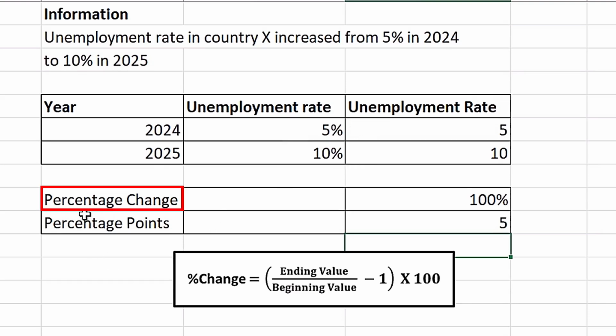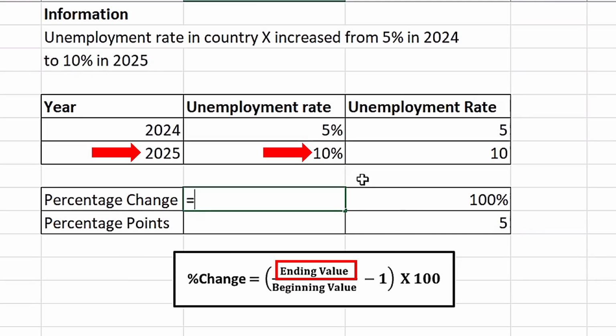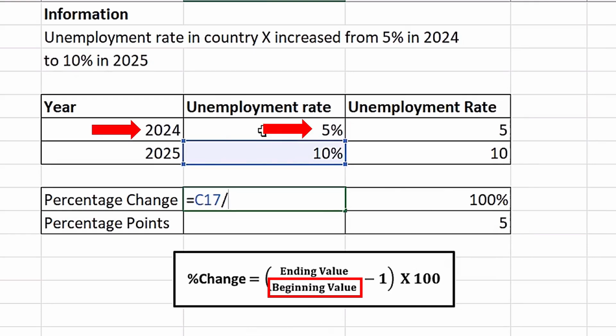Let's start by calculating percentage change. So I'm going to click on this cell. We're still going to use this very formula here. So I'm going to do equals to the ending value, that one is the rate in the current period, which is this one here, divide by the beginning value, that one is the rate in the previous period, this one here, minus 1. Now watch what will happen when I hit enter.